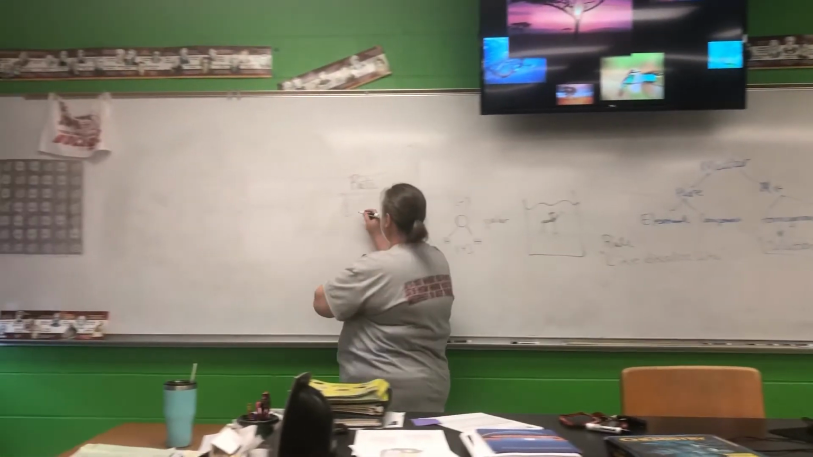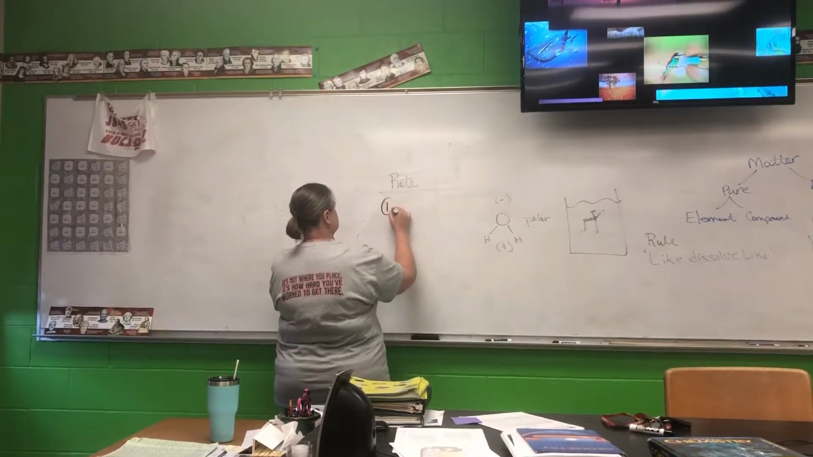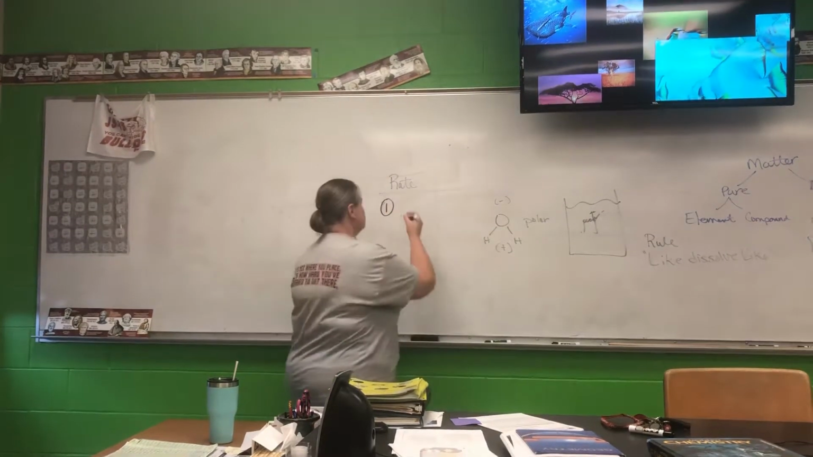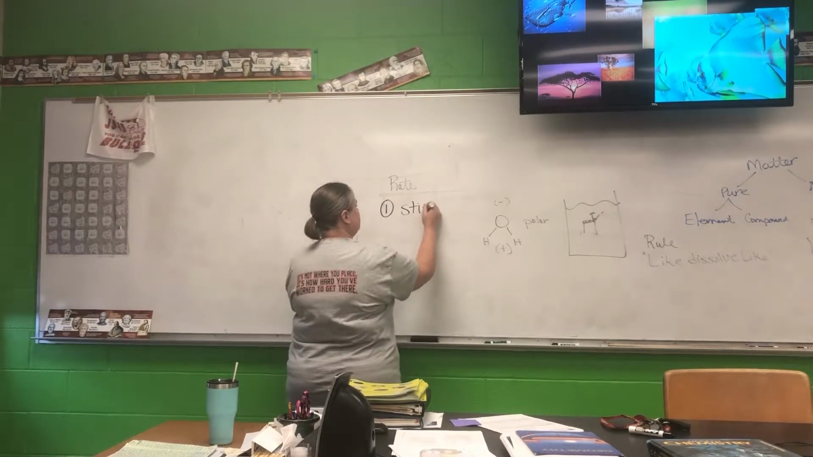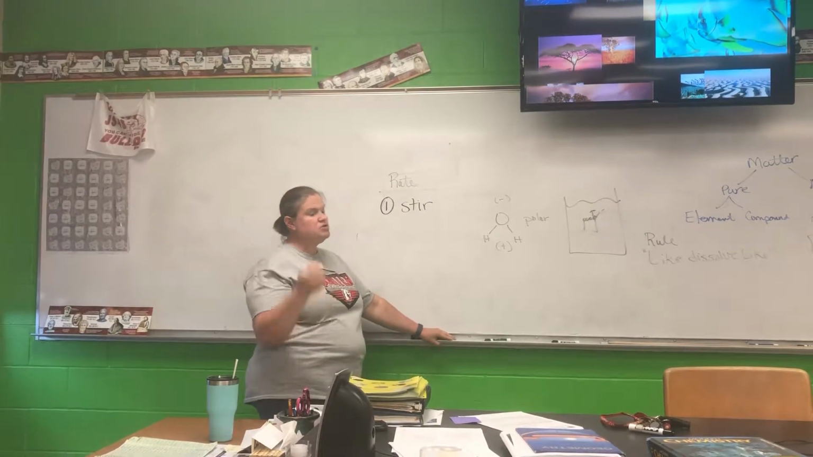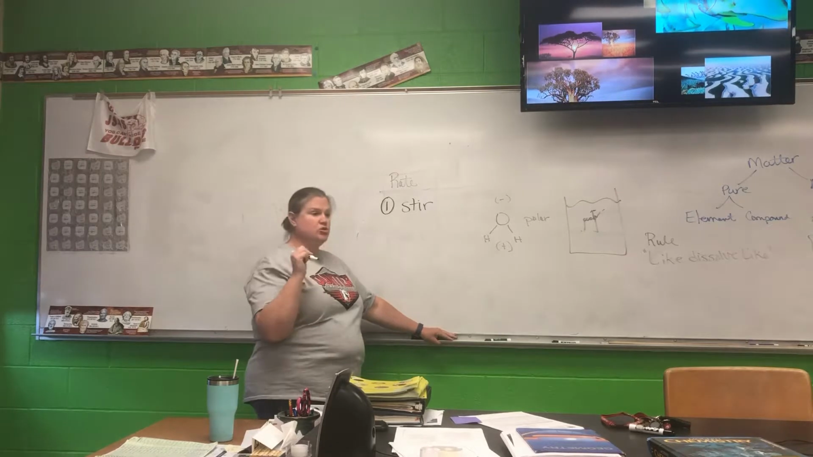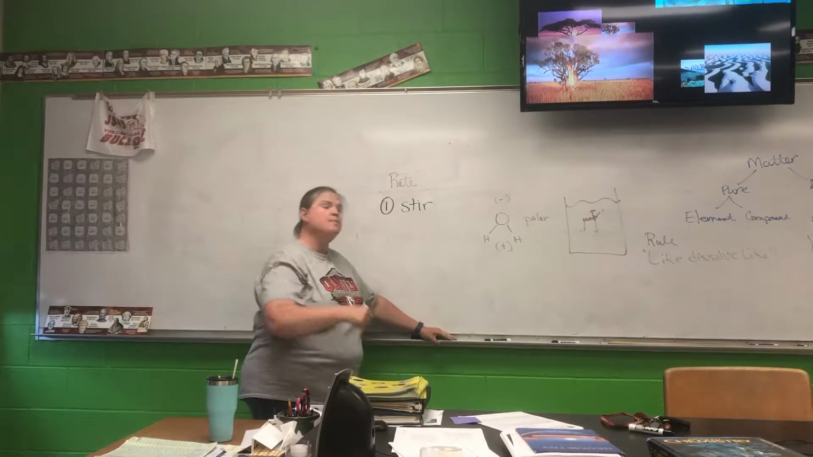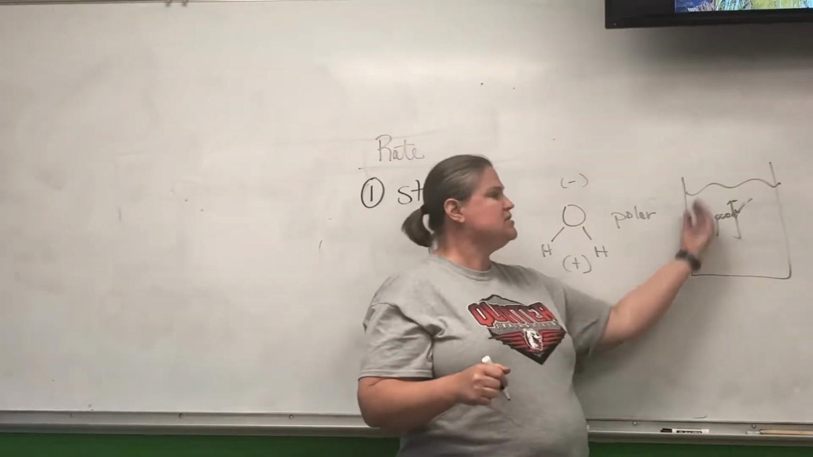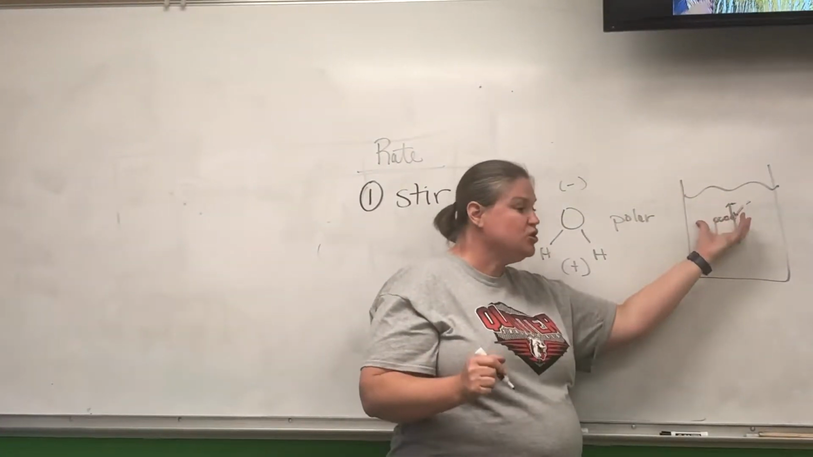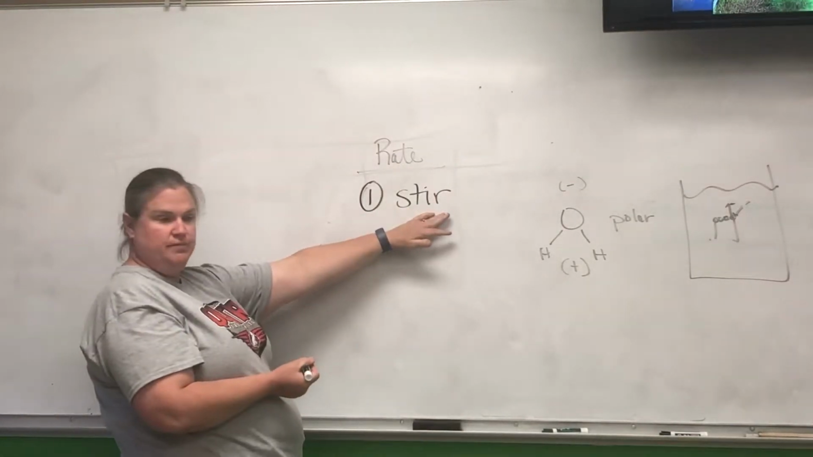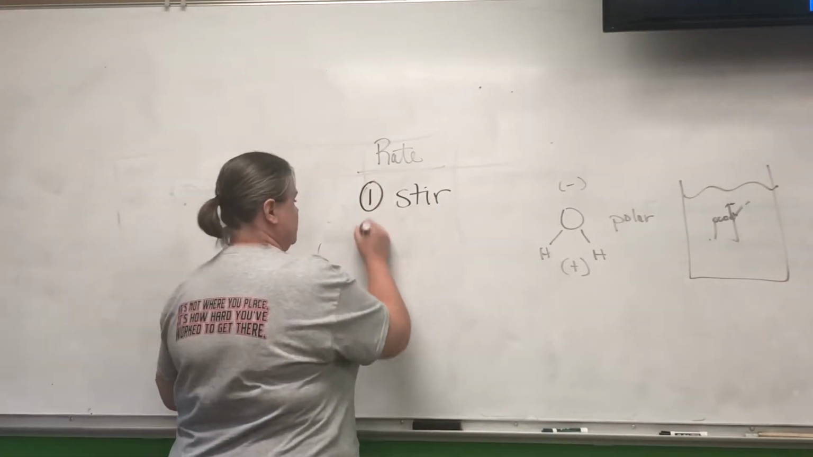So rate is how fast something happens. The first thing that we can do is stir it. I always think about sweet tea. To put the sugar in, you could just dump sugar in and it all goes to the bottom, but you have to stir it. When you stir it, you're bringing some of the solvent in contact with the sugar to dissolve it. Does that make sense? So stirring will make it go faster. If you don't stir it, it just goes to the bottom.